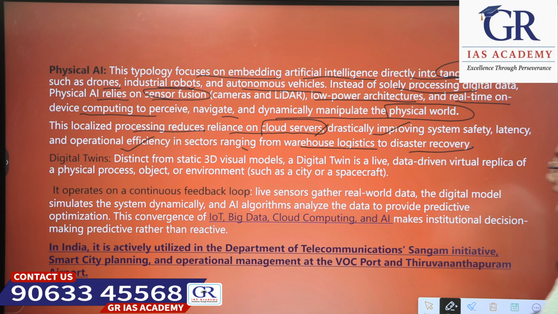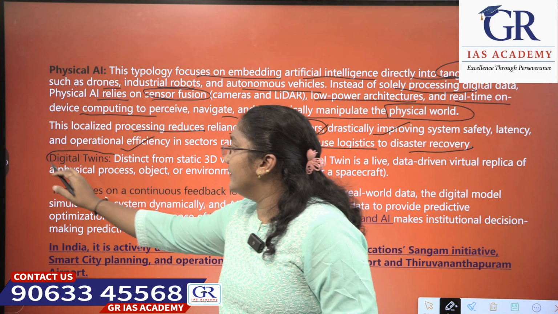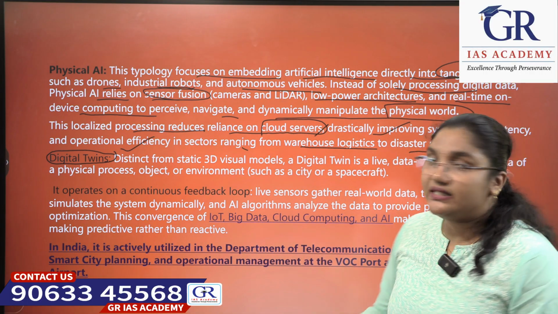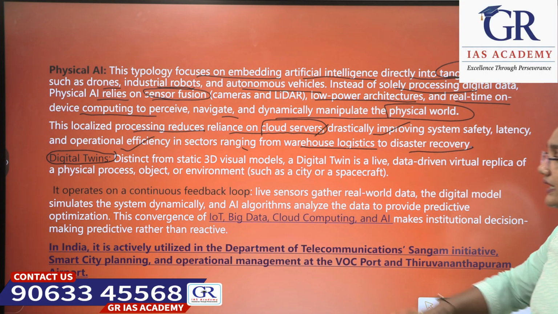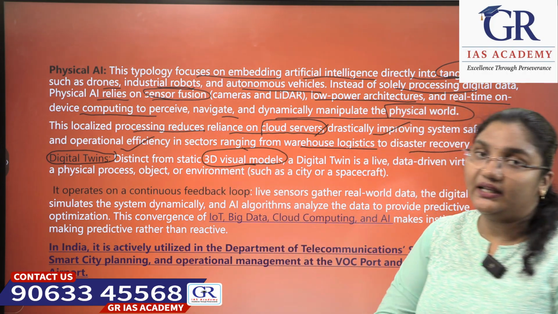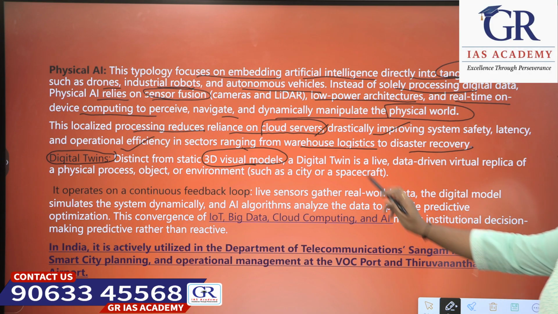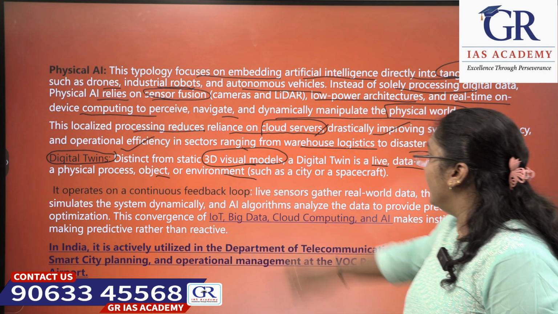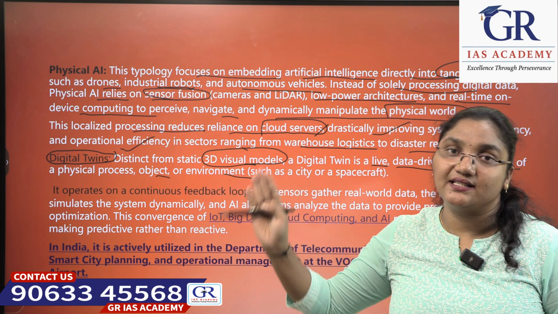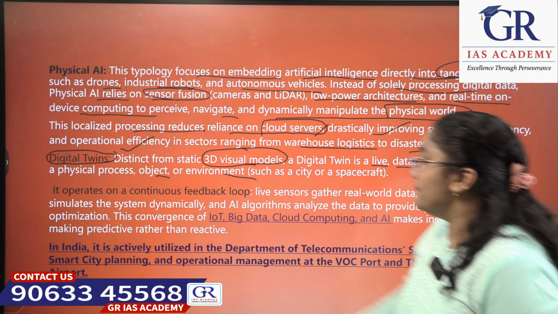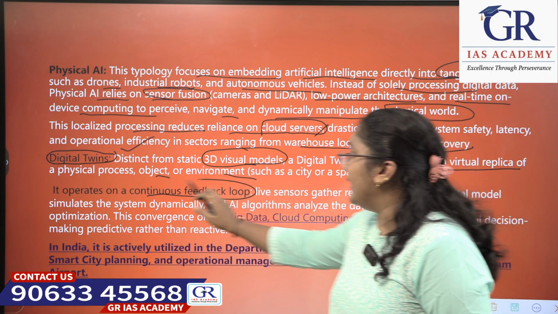Okay, next. The next AI is digital twins. We have seen agentic AI and physical AI, and now we are looking into digital twins. What are digital twins? They are distinct from static 3D visual models. A digital twin is a live data-driven virtual replica of a physical process, object or environment, such as a city or a spacecraft. It operates on a continuous feedback loop.